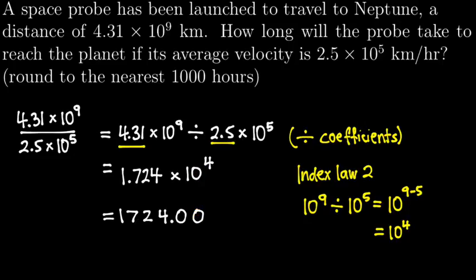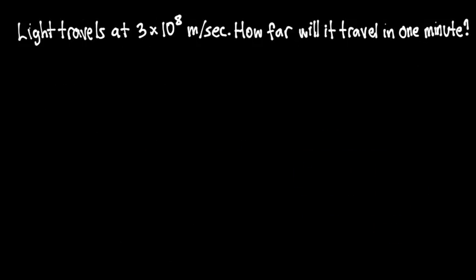1, 2, 3, 4. Okay, so I'm left with 17,240, and if I round that off to the nearest 1,000 hours, it's 17,000, because that's closer to 17,000 than it is to 18,000. So 17,000 hours is our answer.